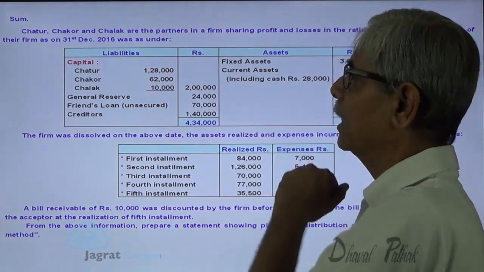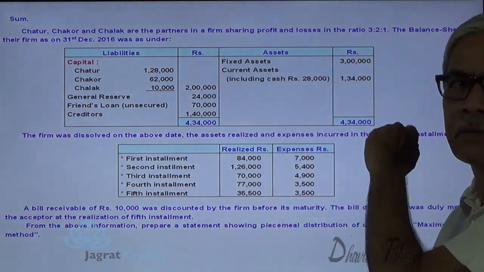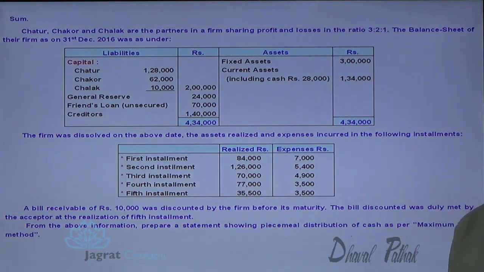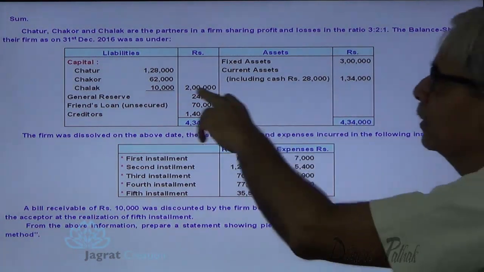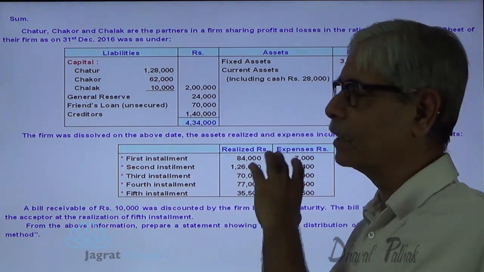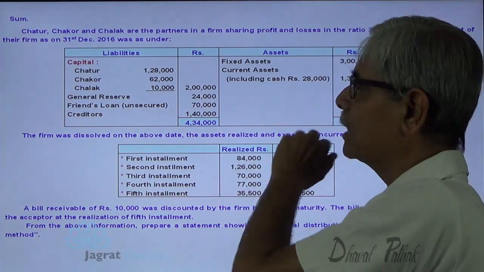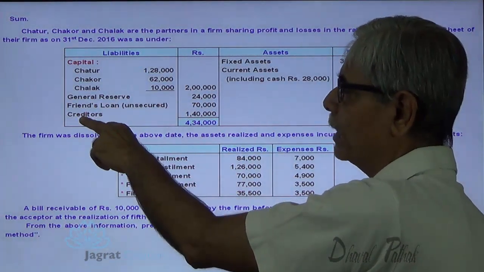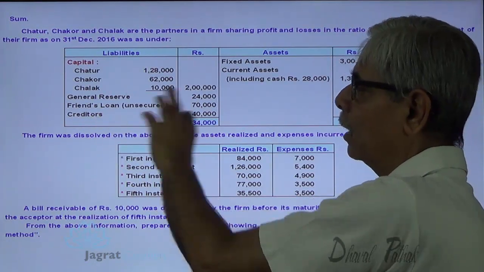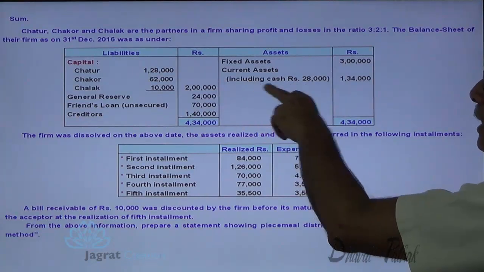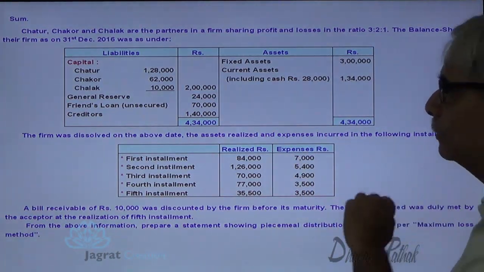Chatur, Chakor and Chalak are partners in a firm, sharing profits and losses in the ratio of 3:2:1. The balance sheet of their firm as on 31st of December 2016 was as under: capital and general reserve will be distributed in the profit sharing ratio, unsecured friends loan and creditors, both are unsecured liabilities. Fixed assets, current assets that include cash balance of 28,000.